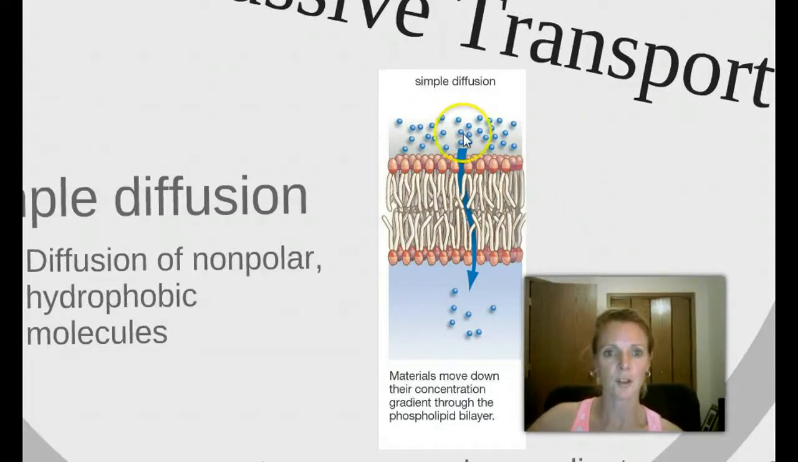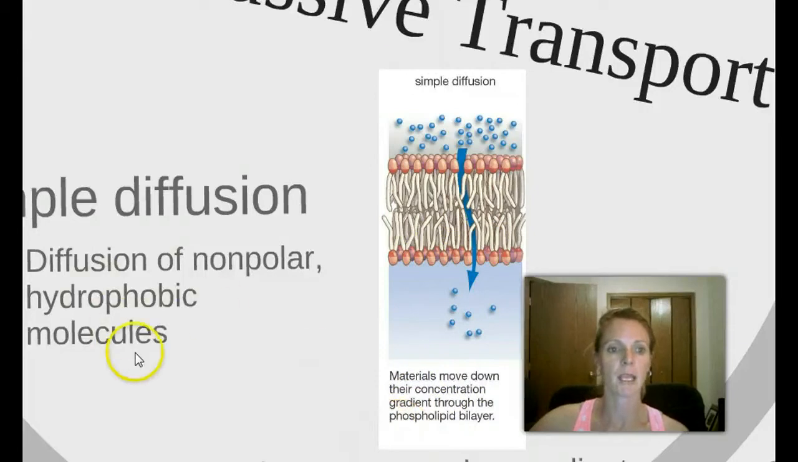So simple diffusion: we have lots of molecules out here, a high concentration, so obviously they're going to diffuse to the place where there's lower concentration. So it's going to move through the cell membrane, and it's basically going to go to the place where there's less concentration. So materials move down their concentration gradient through the phospholipid bilayer.